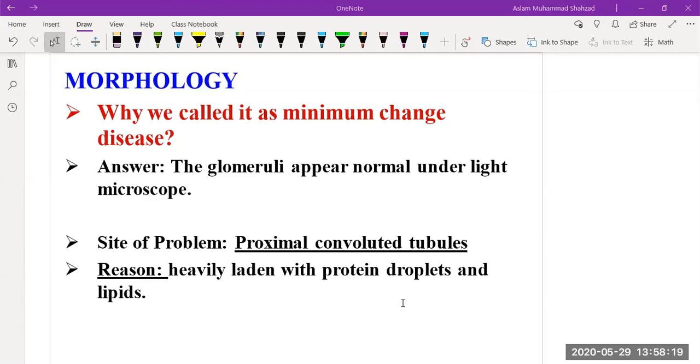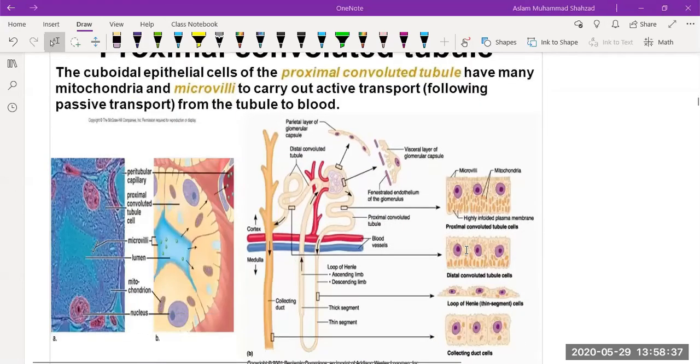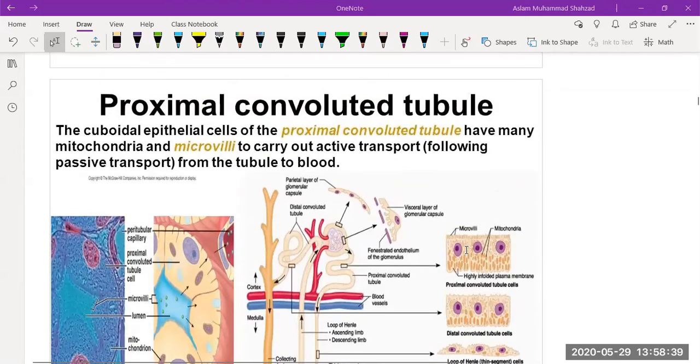Why? Because at that site there will be protein droplets and lipids. The proximal convoluted tubules are heavily laden with protein droplets and lipids. When we take a look at the anatomy of the structure, we need to see that the cuboidal epithelium of the proximal convoluted tubules has mitochondria and microvilli. They are responsible for active transport following the passive transport from the tubules to blood.